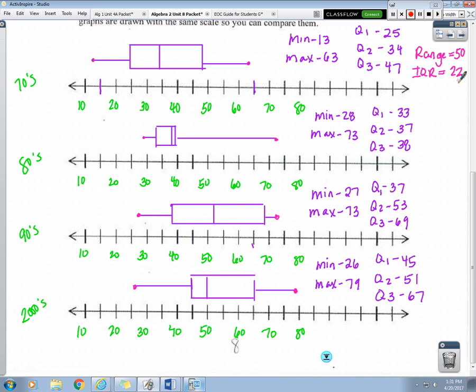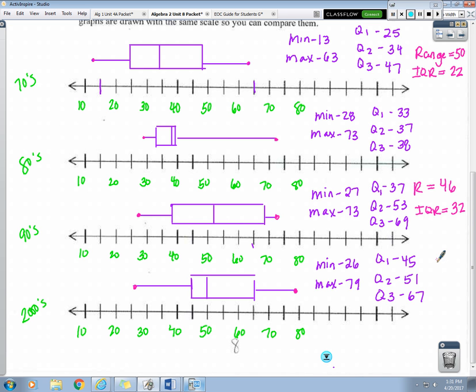Okay, we're not going to worry about doing that for the 80s because we know it's not the most diverse. Now let's do it for the 90s. What is the range for the 90s? Yes, 46, because 73 minus 27. What is the interquartile range? 32.